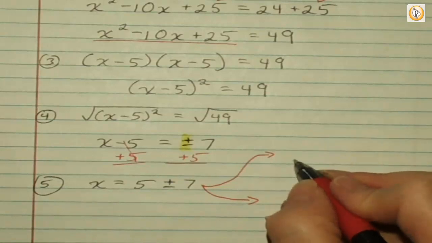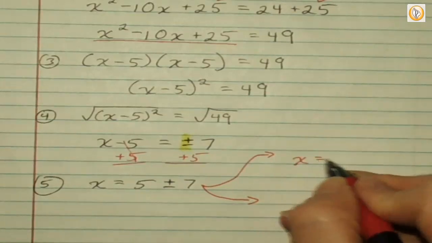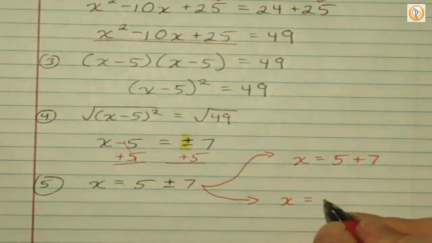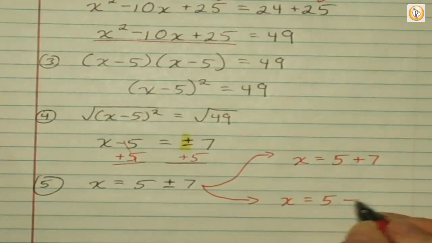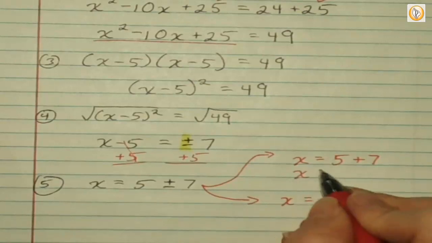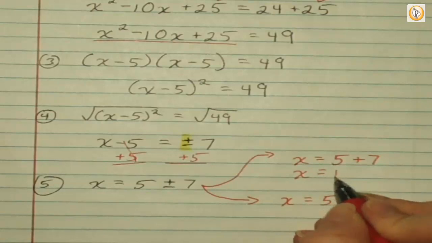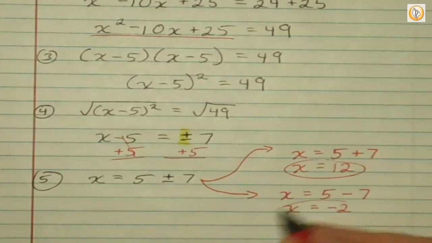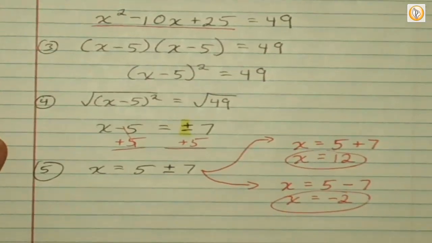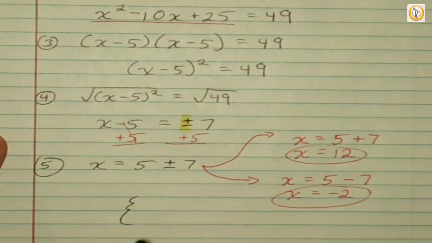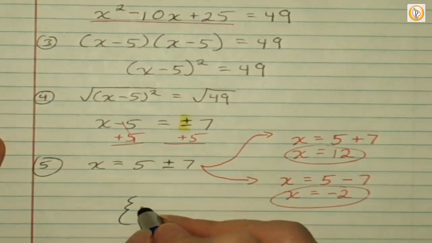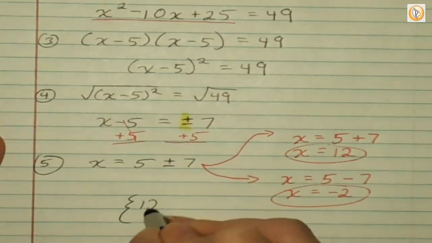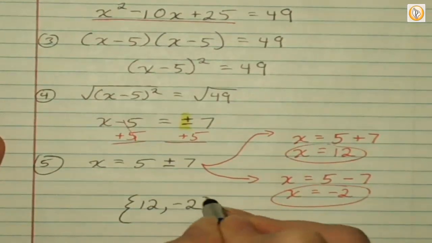What do I write here? 5 plus 7. And then this will be, there we go. So then x equals what? And then here we have x equals, and then this one they did ask for a solution set. So squiggly brackets, what's my answer? There you go.